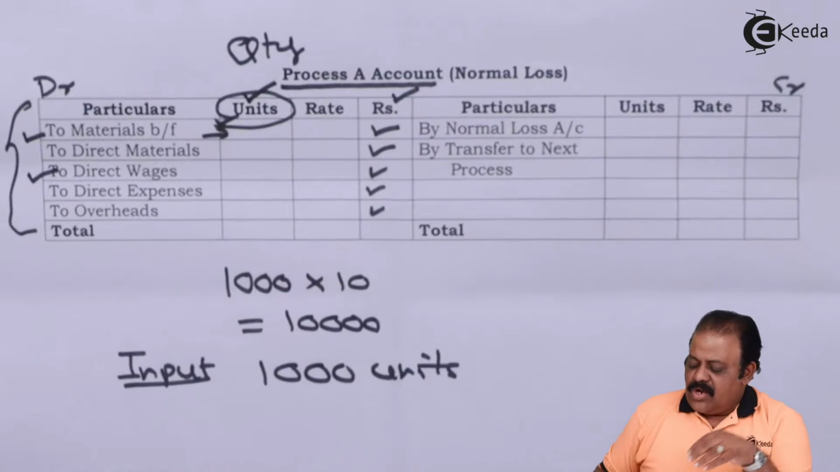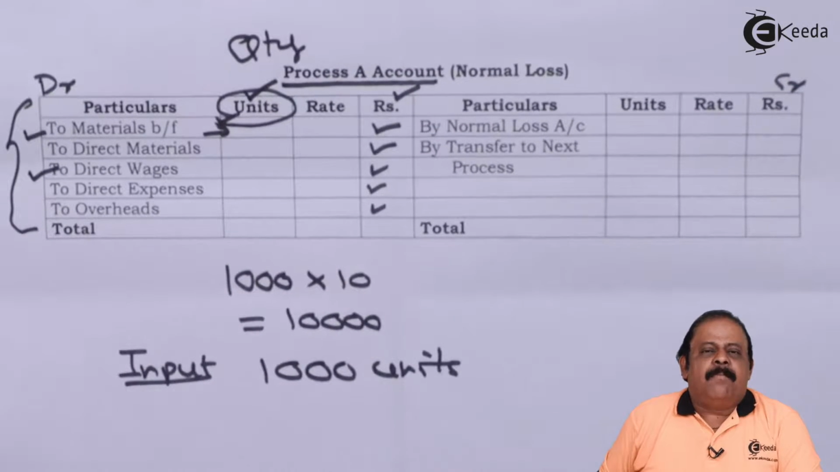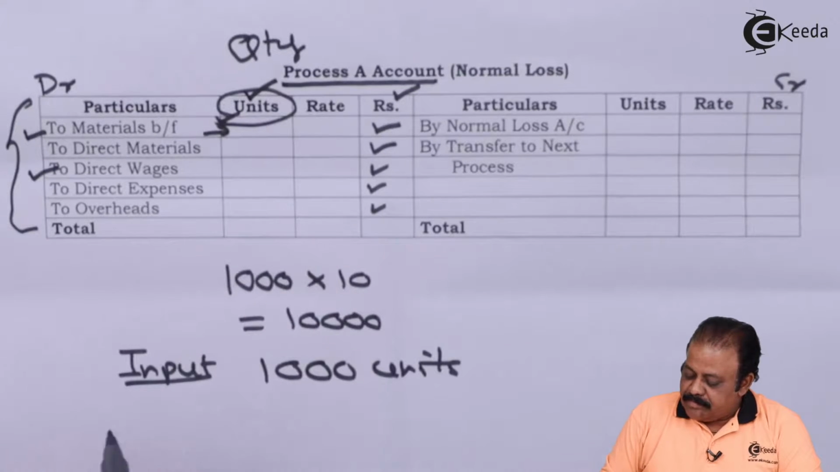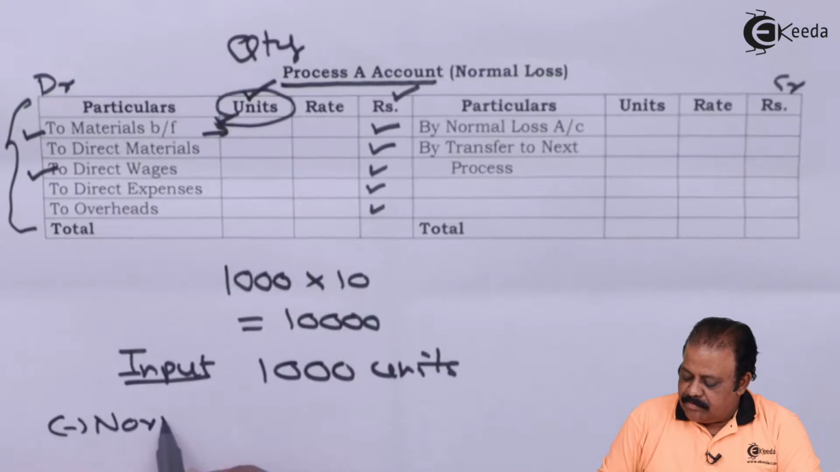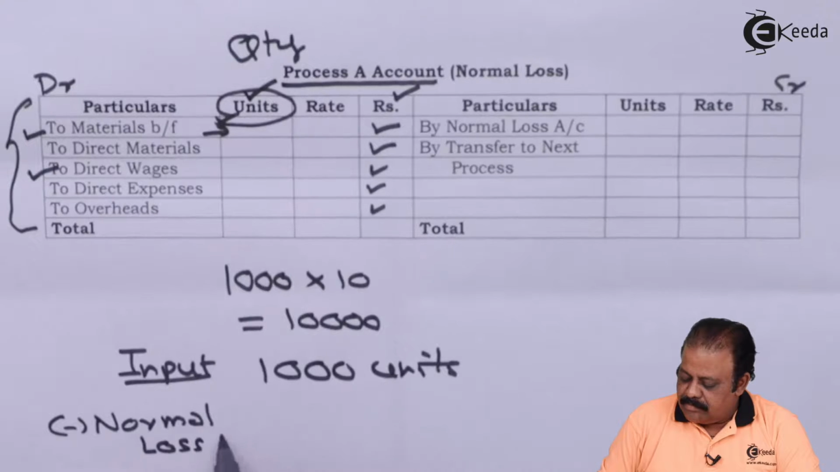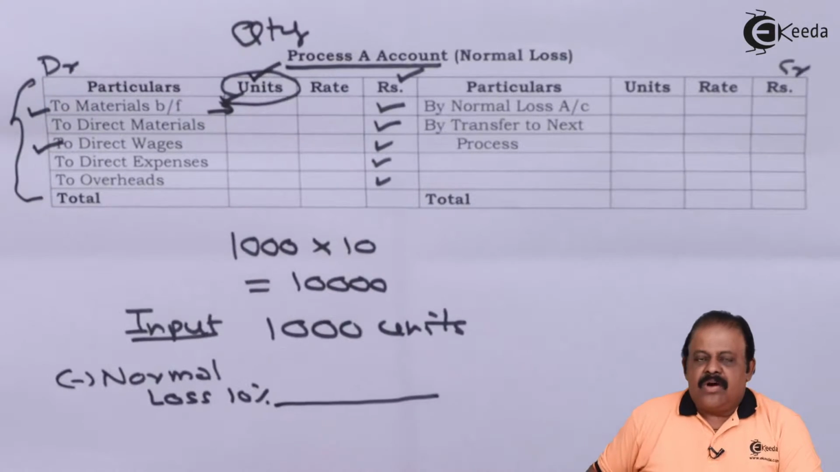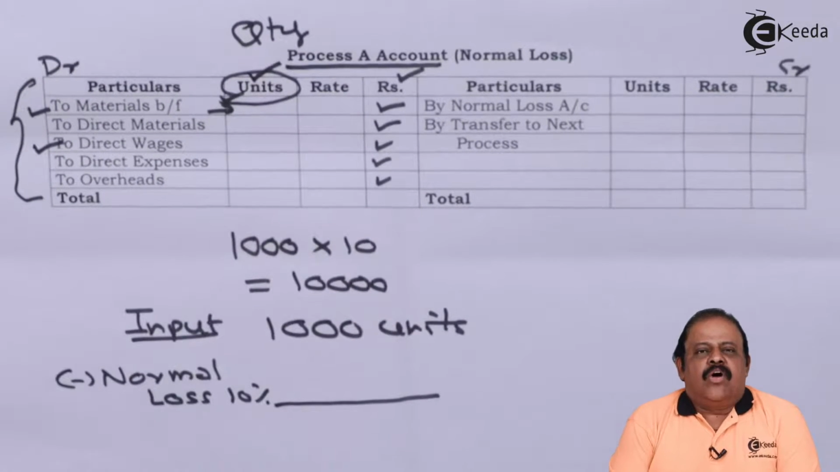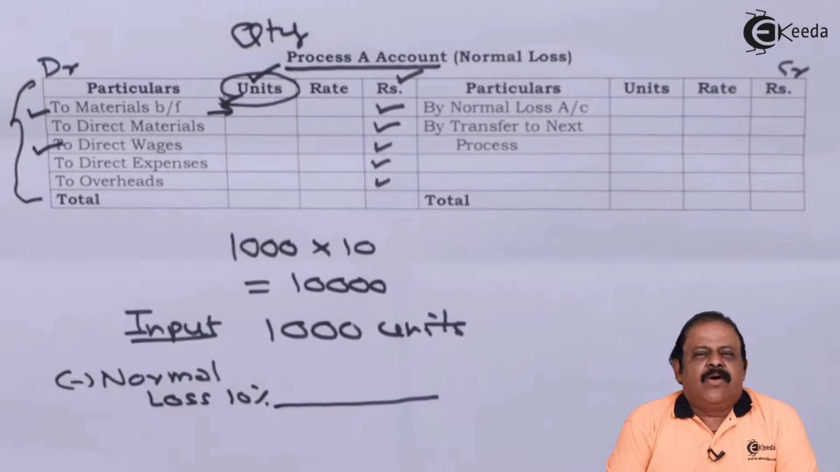So in that case, in the question they give the amount of standard loss or the amount of normal loss. Now what is standard loss or what is normal loss? It is an unavoidable loss. That means if we are undertaking production, there is bound to be some units lost. That is called normal loss or standard loss.